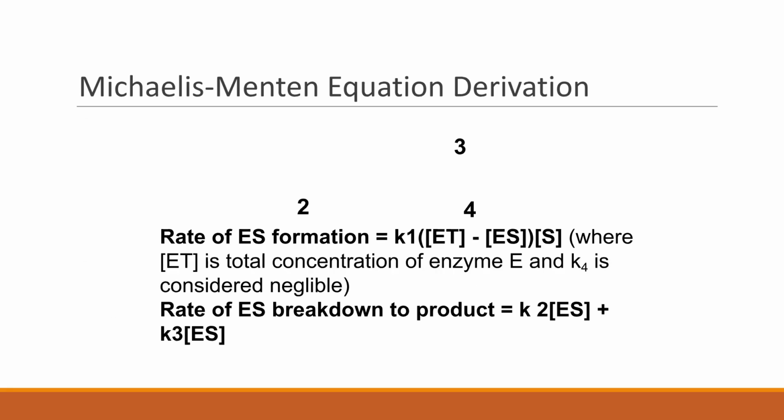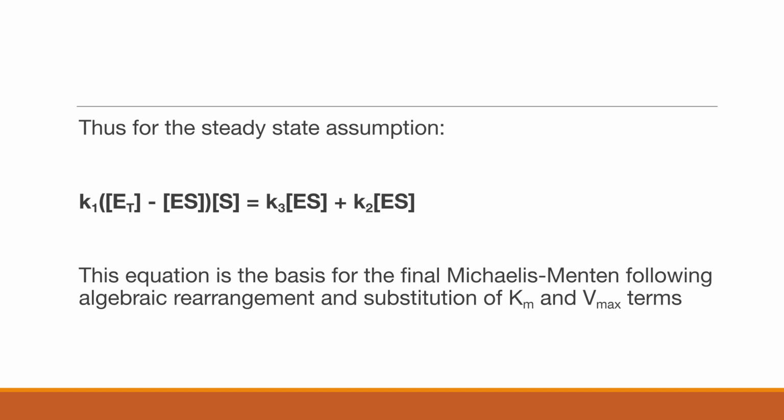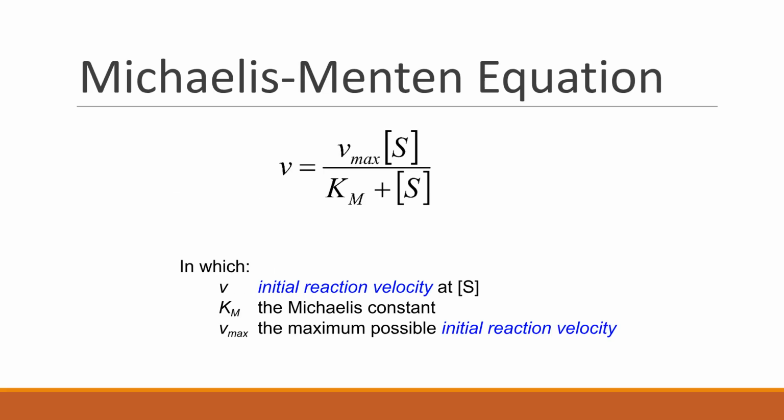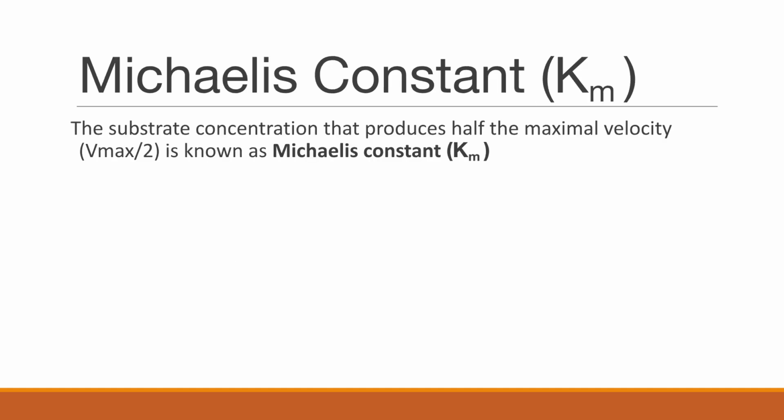The Michaelis-Menten equation relies on the steady-state assumption. The substrate concentration must be much greater than the enzyme concentration at initial velocity rates. In the steady state, the rate of ES formation equals the rate of ES breakdown. This condition is termed a steady-state rate. The Michaelis-Menten equation derivation starts with the steady-state assumption. Rate of ES formation equals the rate of ES breakdown to product. The equation is derived from balancing the rate of ES formation and the rate of ES breakdown, followed by algebraic rearrangement and substitution of the Km and Vmax terms.